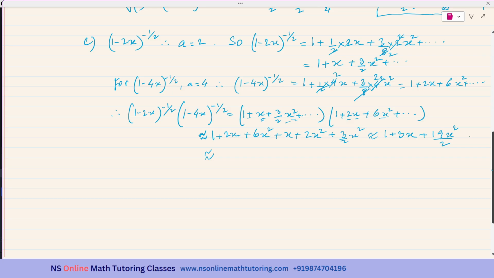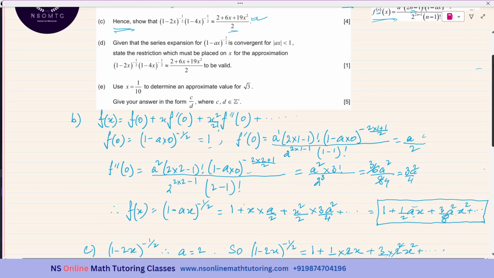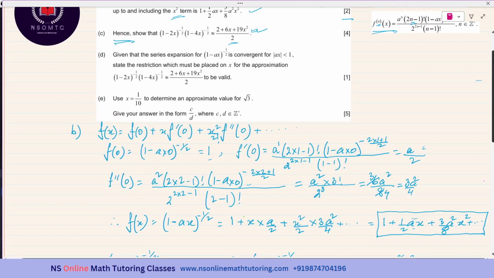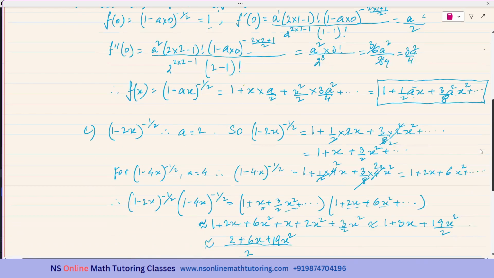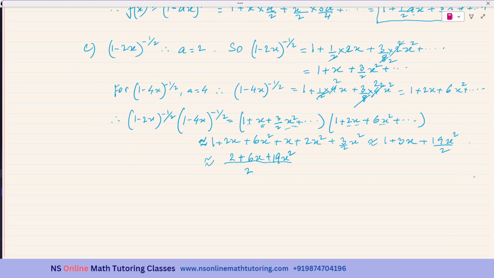Now I will be having the common denominator, which is 2. So 1 can be written as 2 over 2. Therefore this 3x can be written as 6x over 2. So it is 6x and plus 19x squared. Let me check. 2 plus 6x plus 19x squared. Right. 2 plus 6x plus 19x squared over 2. Okay. So we have shown this.